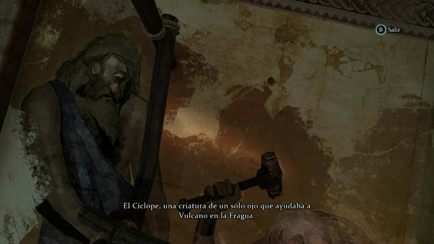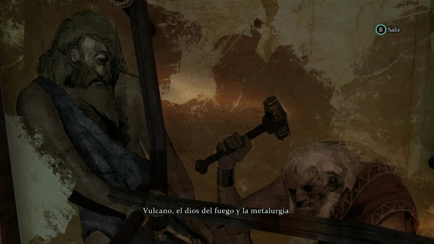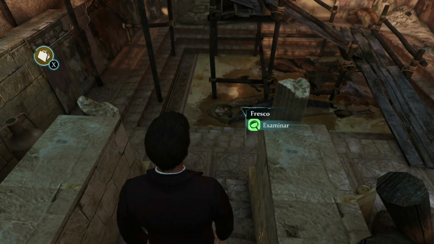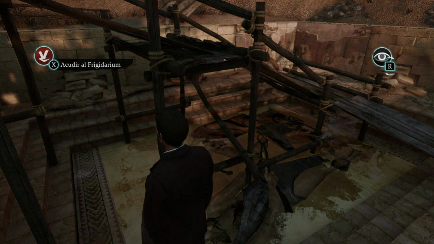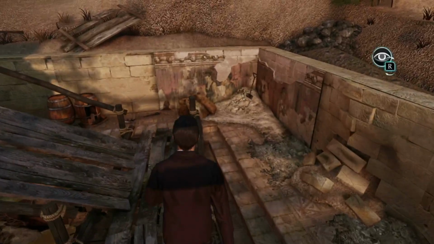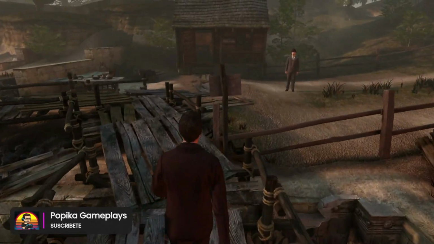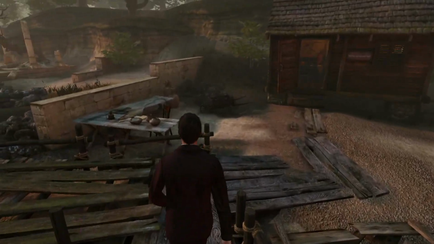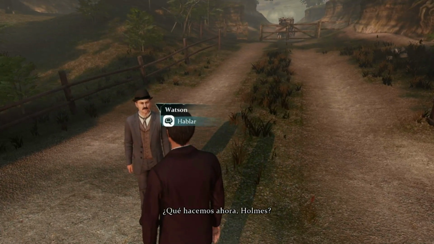The Cyclops, a one-eyed creature helping Vulcan at the forge. Vulcan, the god of fire and metalworking. What should we do next, Holmes?